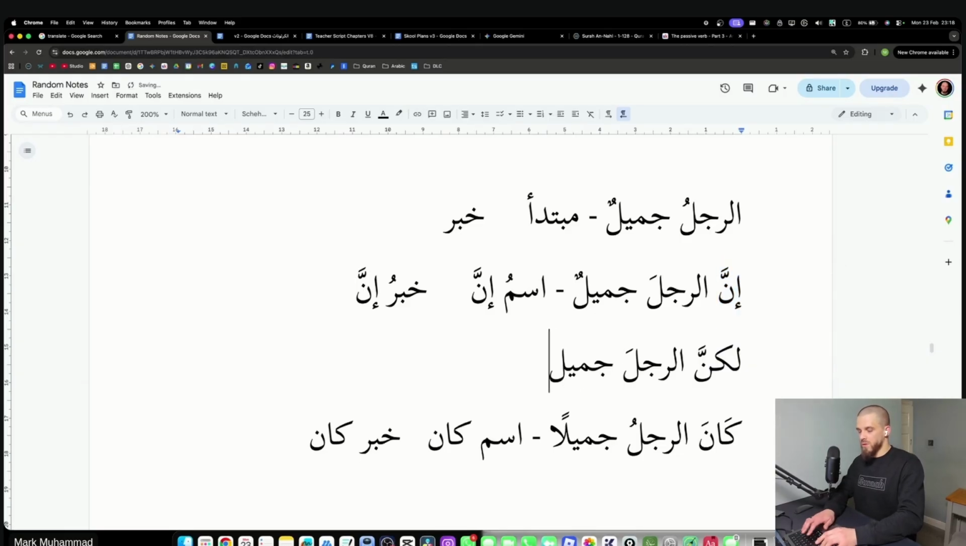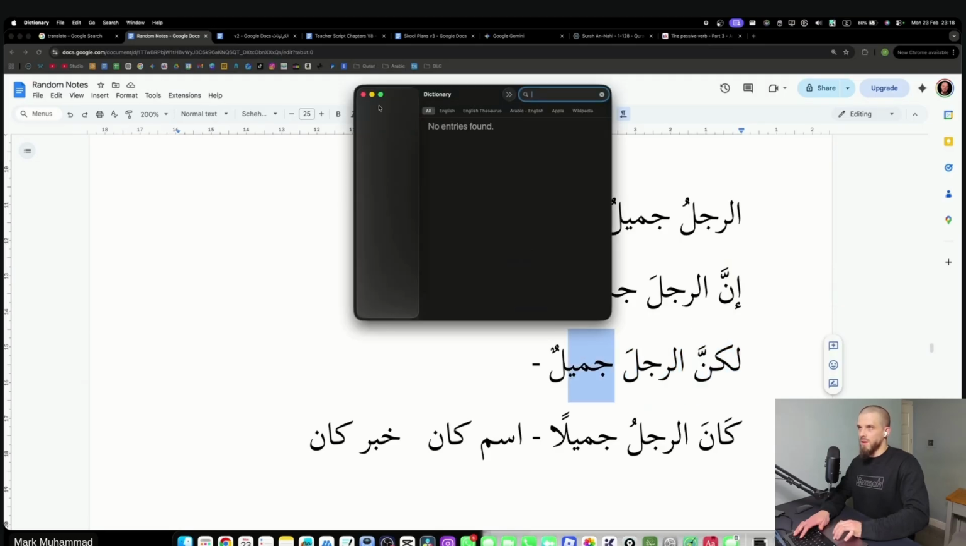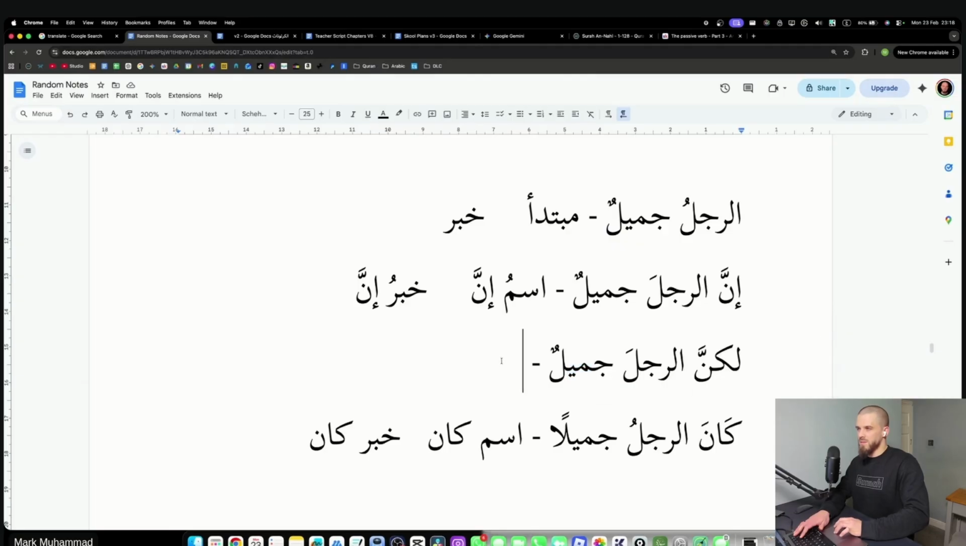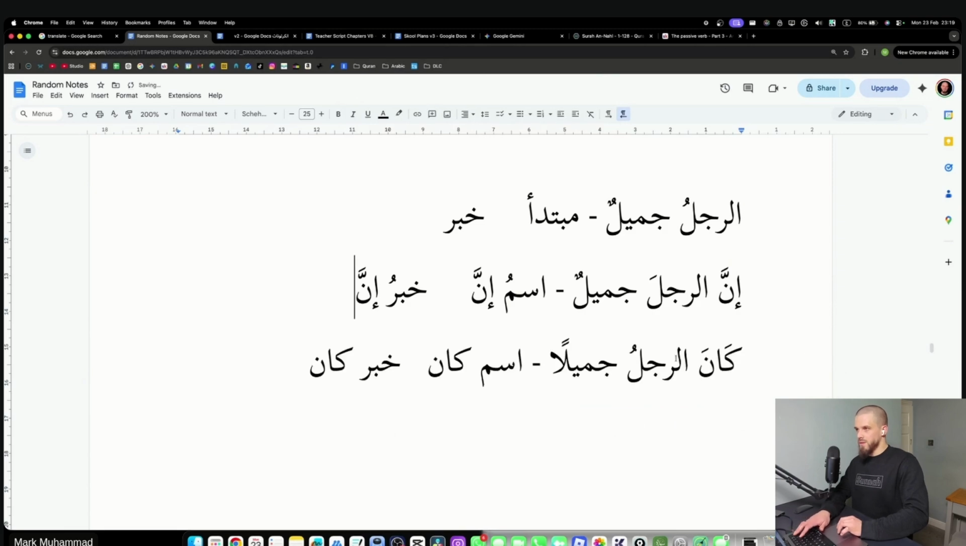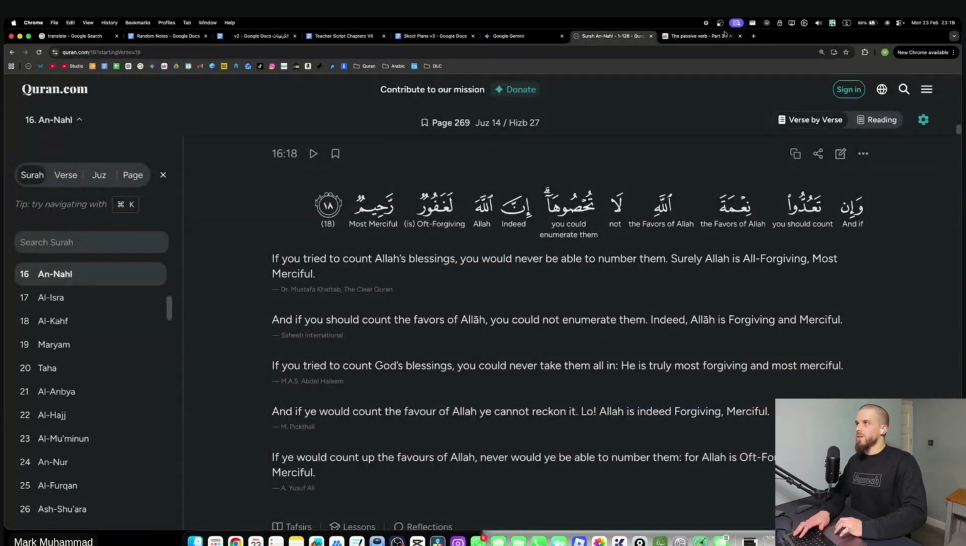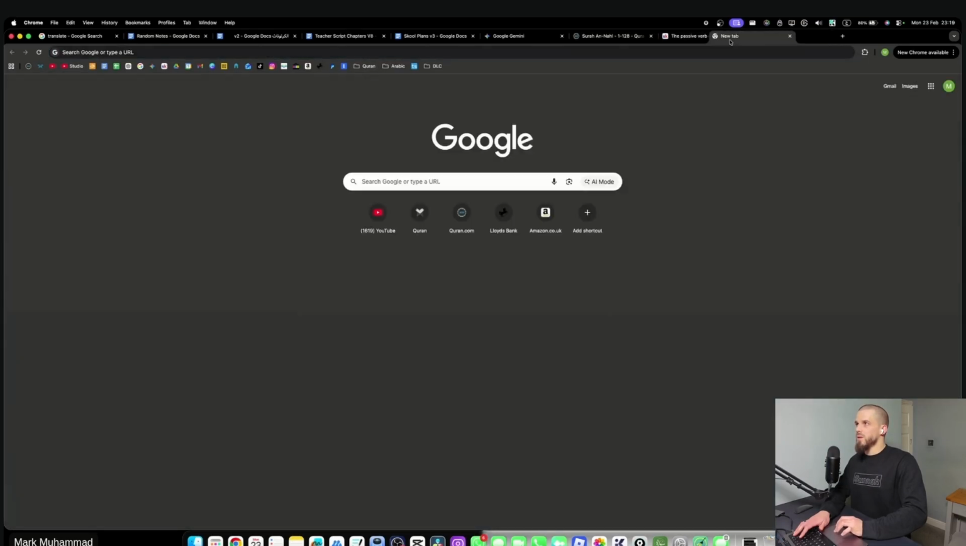So the sentence would be like this: Lakinna الرجل جميل, but the man is beautiful. Here rajul is called ism lakinna, and the khabar is called khabar lakinna. Does that make sense? It's the same concept as اسم إن. Whereas now this is confusing, so let's find the same example and put them next to each other.